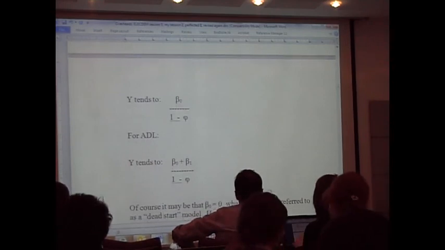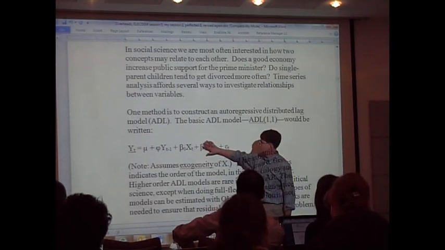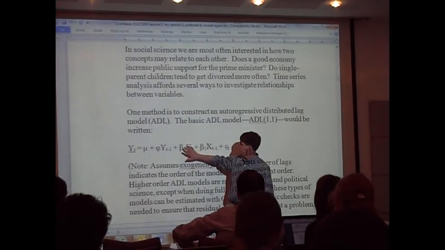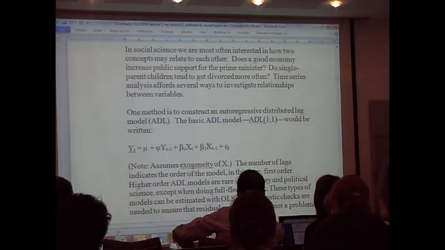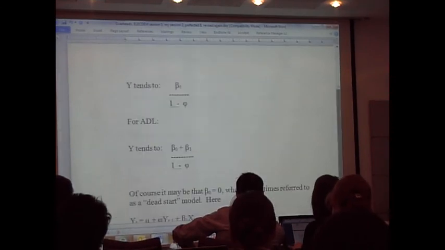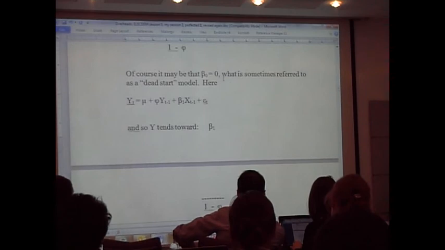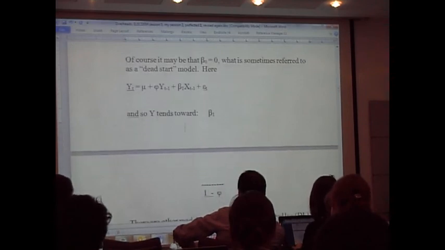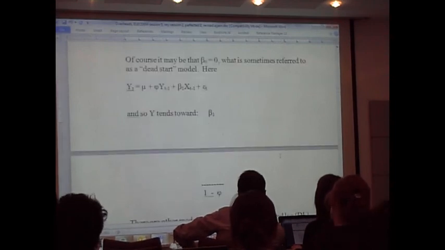Of course, it may be that the coefficient for xt is zero up here. So it's not a lagged dependent variable model, it's not this ADL, but it might be this: you don't have anything at x sub t, you just have xt minus 1. That's how you might model things if you thought xt was potentially non-exogenous. In that case v naught is zero. Just run the model, and this would tend towards v1 over 1 minus phi. So if it's xt, it's that. If it's xt and xt minus 1, it's that. And if it's just xt minus 1, it's that. It's just a different equilibrium.